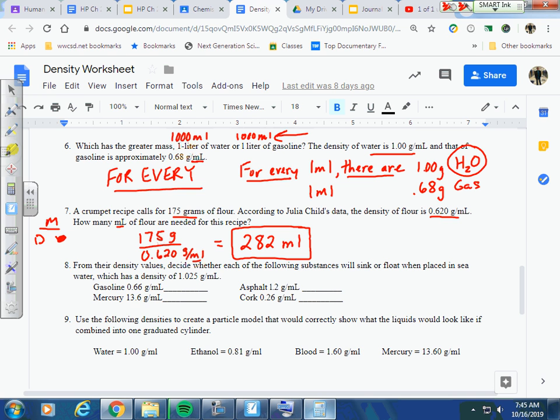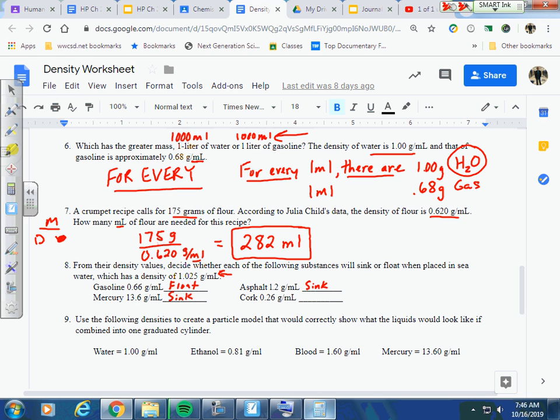Okay, from their density values, decide whether each of the following substances will sink or float when placed in seawater, which has a density of 1.025 grams per milliliter. So, seawater, a little bit higher density than regular water, but all I got to do is compare these densities to it. If it's less, it's going to float. If it's more, it's going to sink. So gas being less is going to float. Mercury being more is going to sink. Asphalt being more than 1.025 is going to sink.